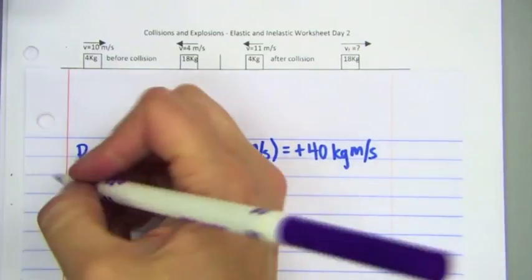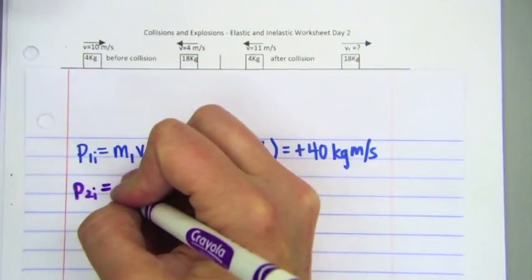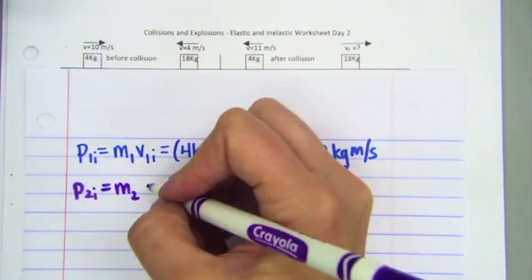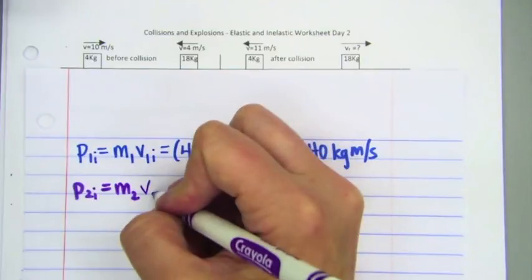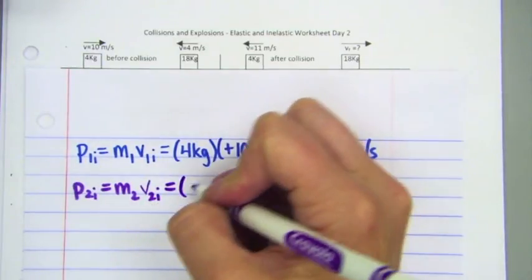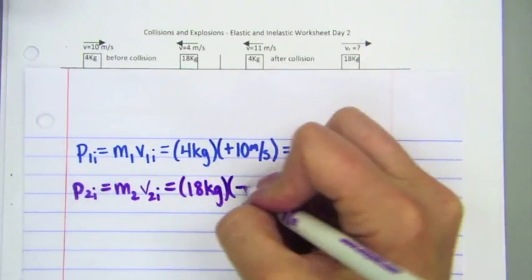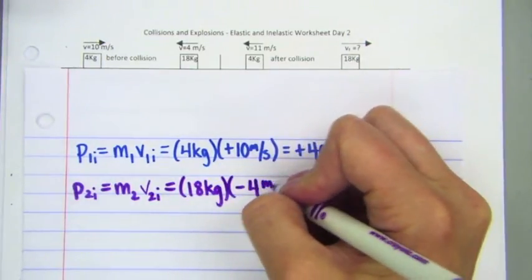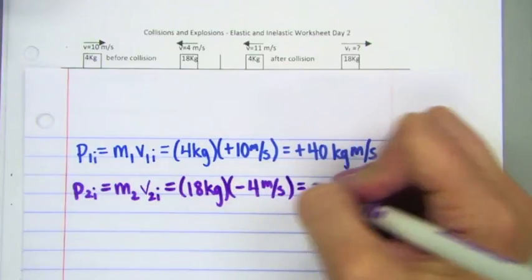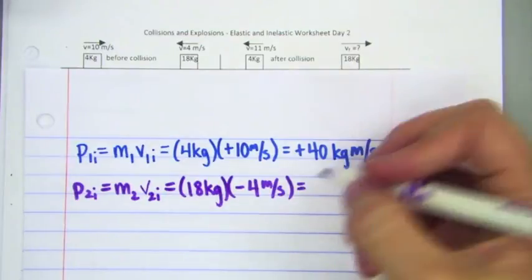The initial momentum of object 2, we use object 2's mass and its initial velocity, 18 kilograms times negative 4 meters per second. Please remember that direction is important. We are talking about vectors here.